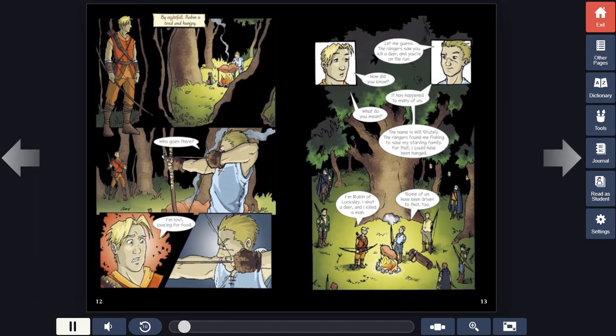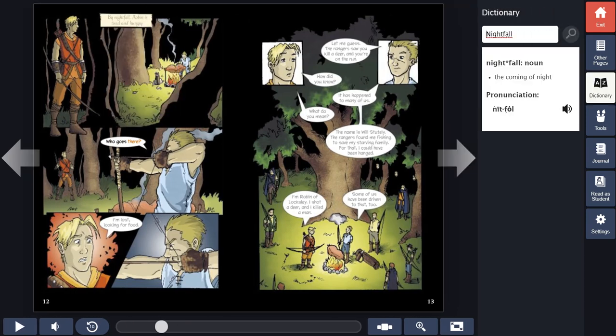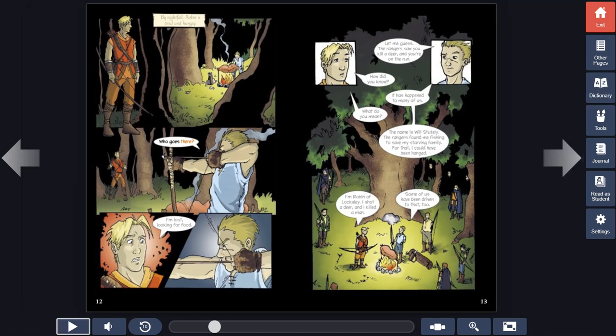By nightfall, Robin is tired and hungry. Who goes there? So for example here, the word nightfall, let's check what it means. It's the coming of night. So it's basically the last lights, the last time that you see the sun in the sky.